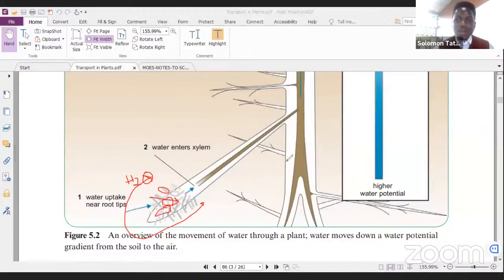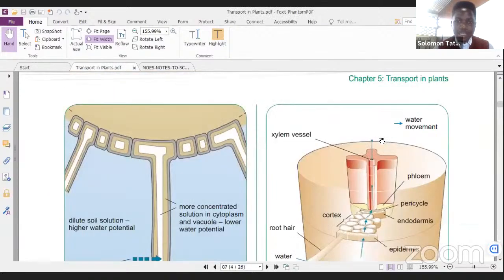Awesome. So that's how water gets into the roots and into the leaves via our root hairs. So that picture helped us to explain that.